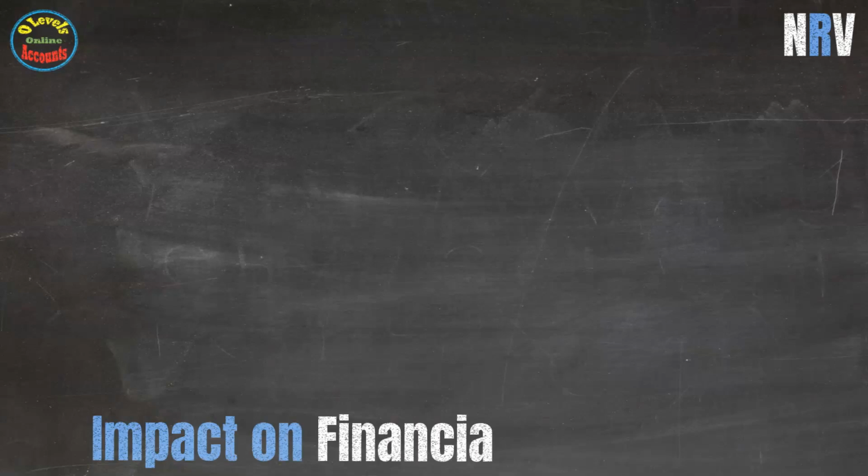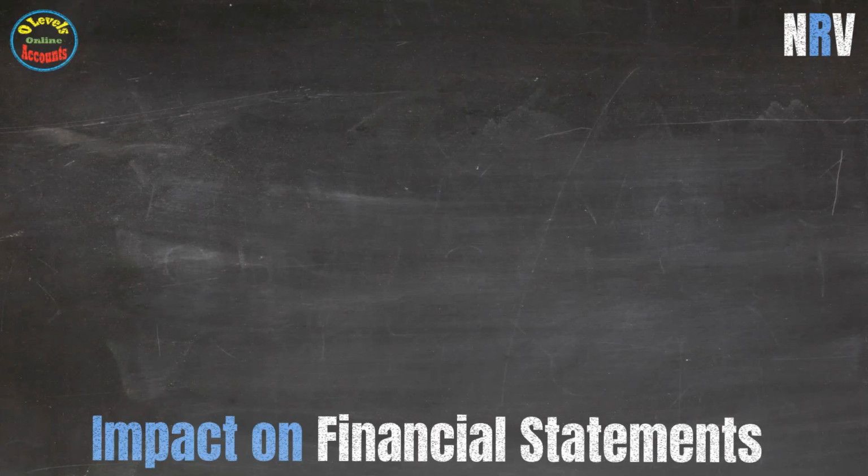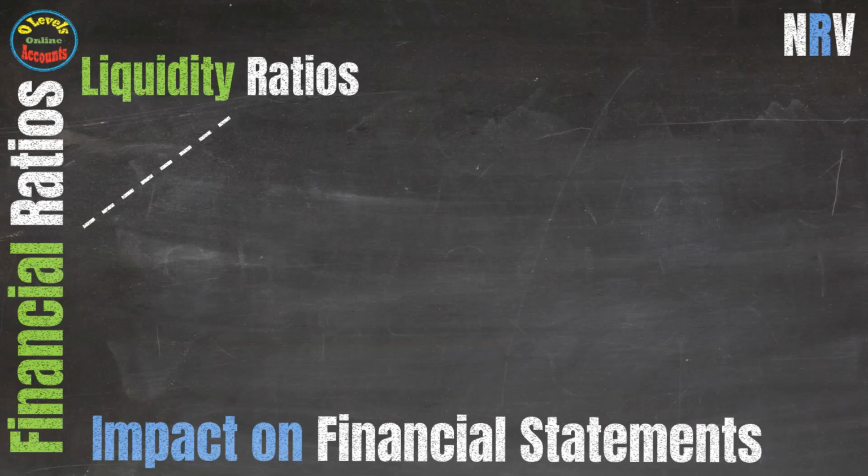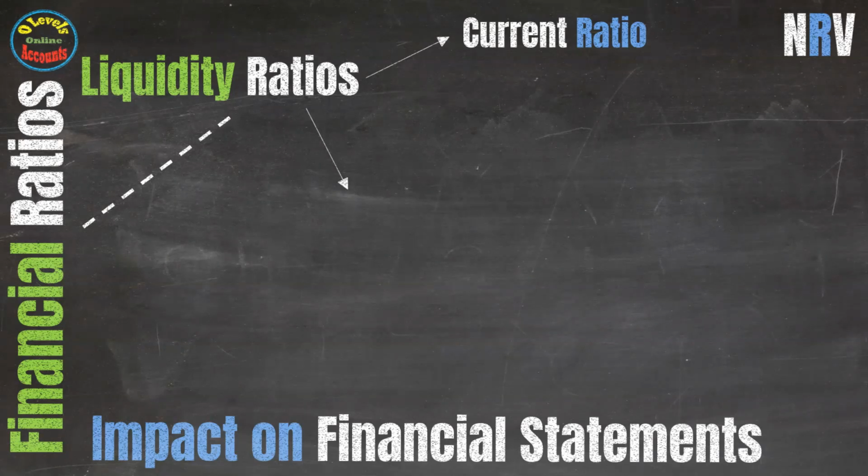The effect of NRV is also observed on financial ratios. The first category is liquidity ratio. In this category we have two ratios to discuss. The first one is current ratio. Since inventory is part of current assets, a reduction in inventory value decreases the current ratio, indicating a potential decrease in liquidity. Further, the second ratio is quick ratio.